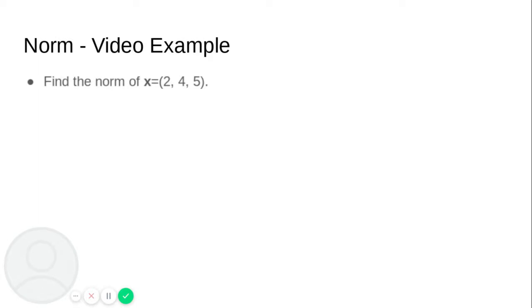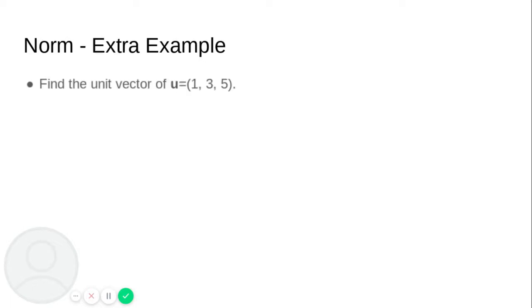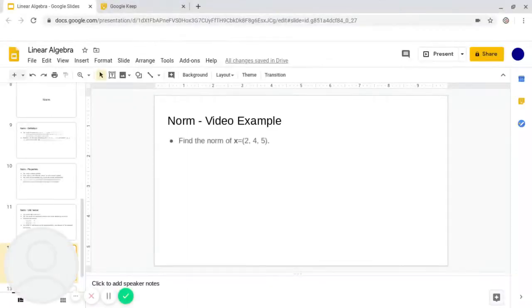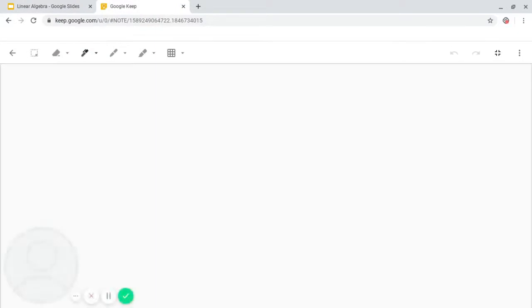So for the example today, we're just going to find the norm of the vector x, which is 2, 4, 5. And then there's also an extra example, which you can try on your own before looking at the solution, which will be posted below. So first, we'll find the norm of x equals 2, 4, 5. So the norm, this should be a vector, sorry.